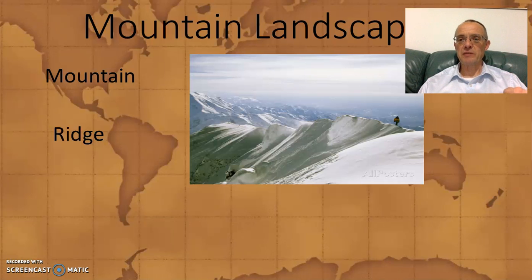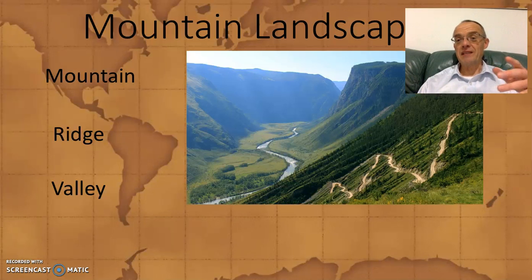See that person walking on one there. And then a valley, and we all know what a valley is. It's the opposite of a ridge, really. It's the center in between two large pieces of raised land. So that's a mountain landscape. And there are other things in there as well, but maybe you can investigate them.